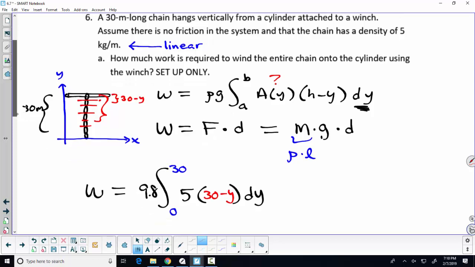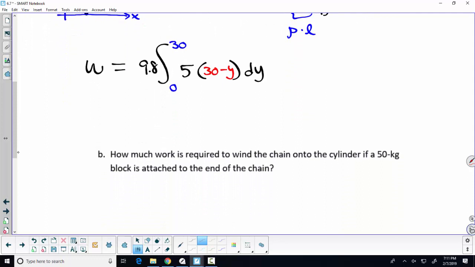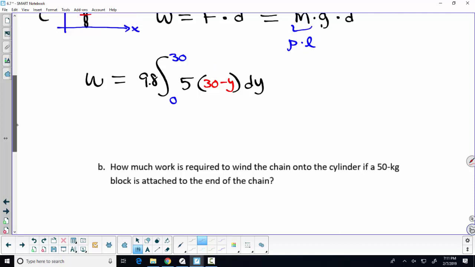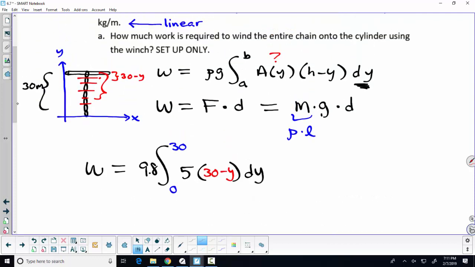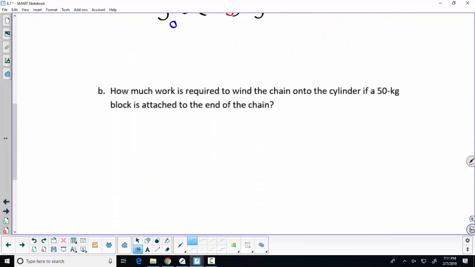So there's our setup. We'll actually need to compute this because Part B builds on what we've done here. So Part B asks how much work is required. We've got the work here, haven't calculated it, but how much work is required to wind the chain onto the cylinder if a 50 kilogram block is attached to the end of the chain. From here we just calculated the work to wind the chain. Here we want to know what's the work required to do something additional. So what would we do here? Any ideas?